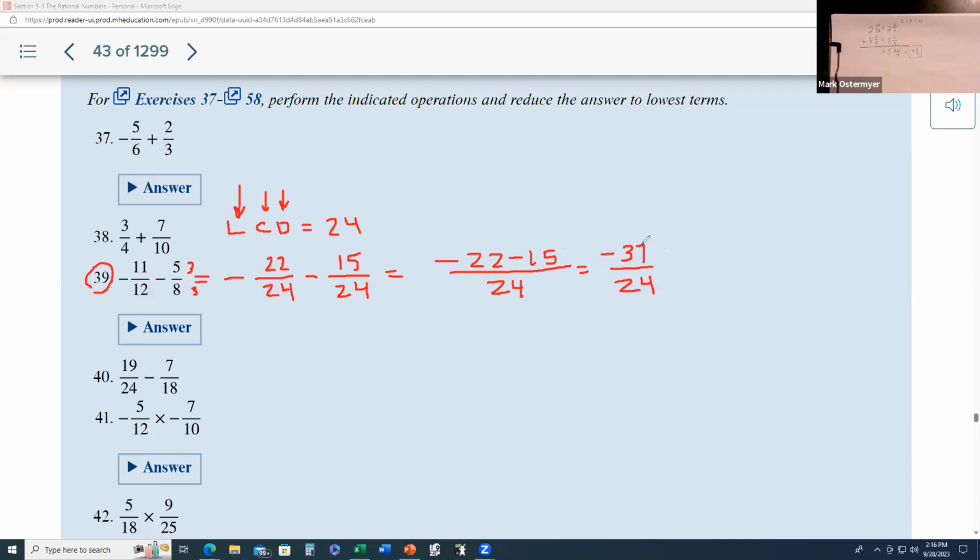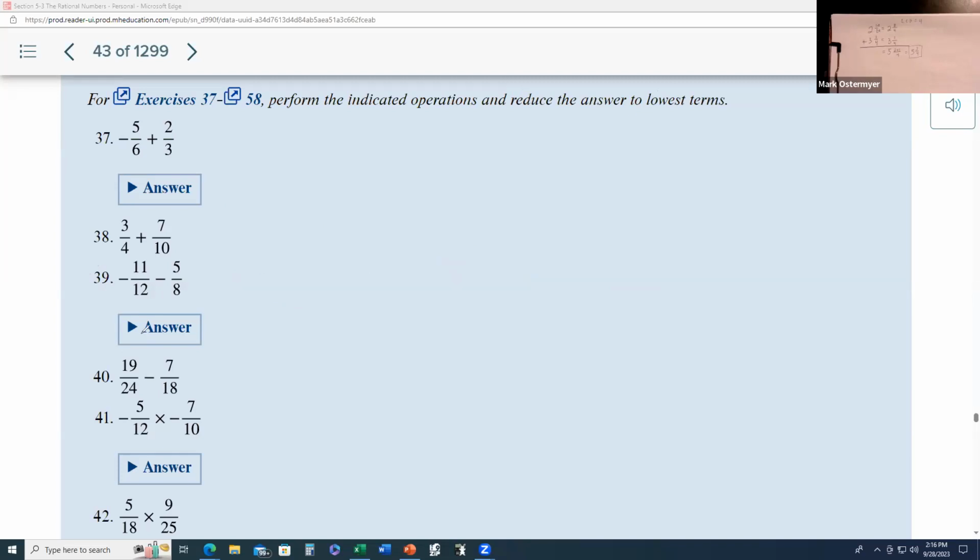No. In fact, I think 37 is what kind of a number? It is a prime number. Yeah, it's a prime number. Your answer has to be negative 37/24. And again, in your answer, it doesn't matter where you put the negative sign.